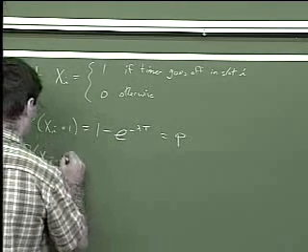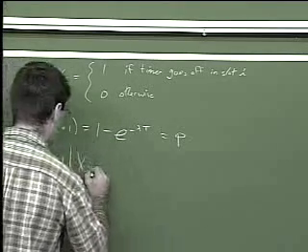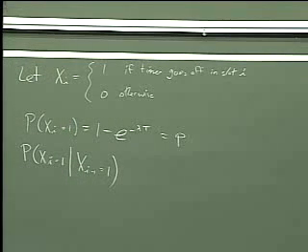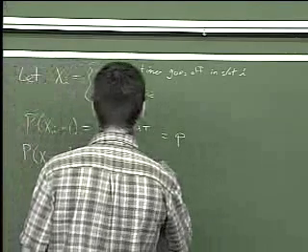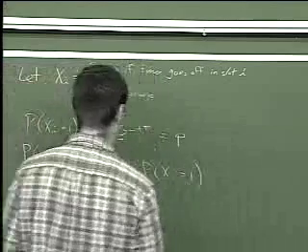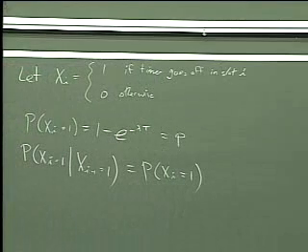Probability that x sub i equals 1 given x sub i minus 1 equals 1. What's the probability that my timer goes off in the ith slot given that it went off in the i minus first slot? Okay, and I'm claiming you can intuitively see that it's just going to be the probability that x sub i equals 1. It doesn't matter if it goes off in the i minus first slot. It's a memoryless process.